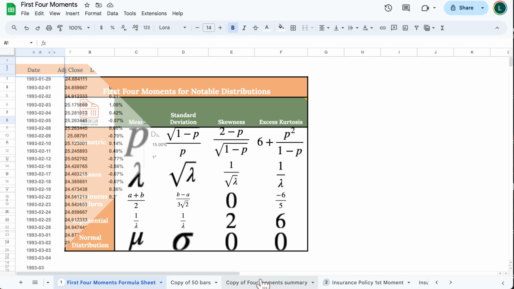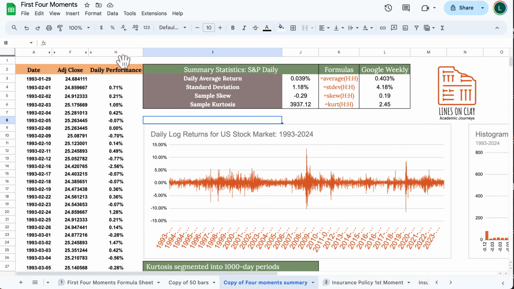Let's take a look at actual data. This is daily performance for the S&P 500. And I have calculated, just using these formulas, notice the data is in column H. For the first moment, the average return equals AVERAGE(H), then equals STDEV(H), equals SKEW(H) the third moment, and then equals KURT(H), the fourth moment. From a calculation standpoint, this isn't so bad. What is it telling me? What is kurtosis telling me?